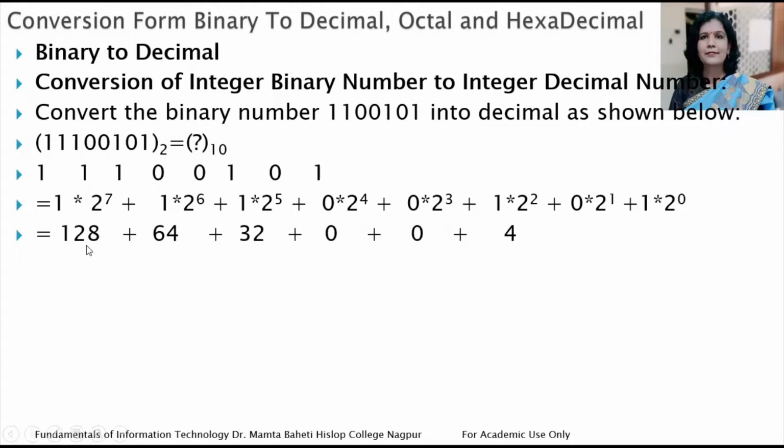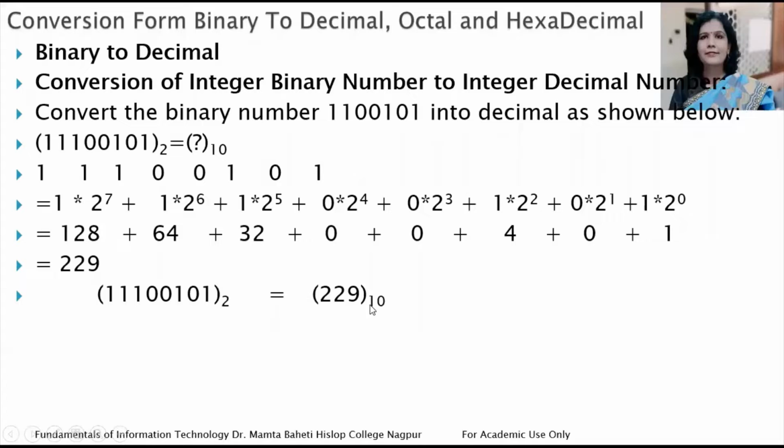So here 128 plus 64 plus 32 plus 0 plus 0 plus 4 plus 0 plus 1 gives me 229. So 111001001 gives me 229 to the base 10. So it is 229 with respect to base 10, and this number is with respect to base 2.